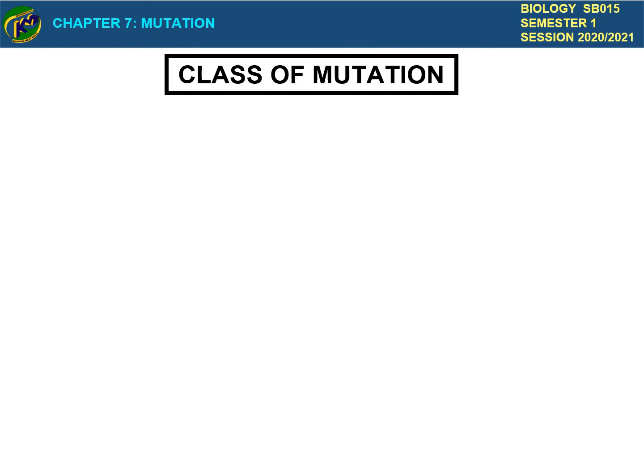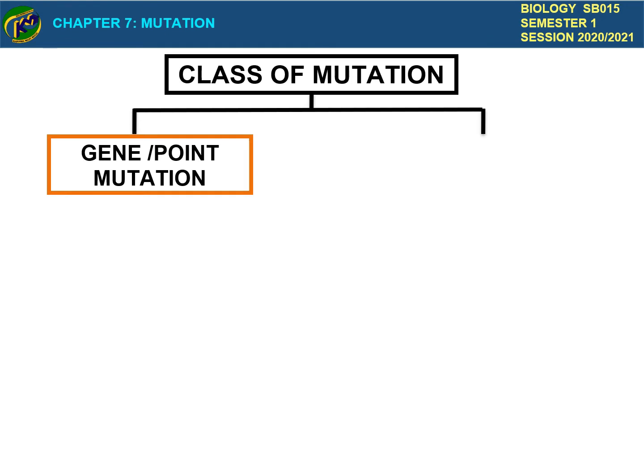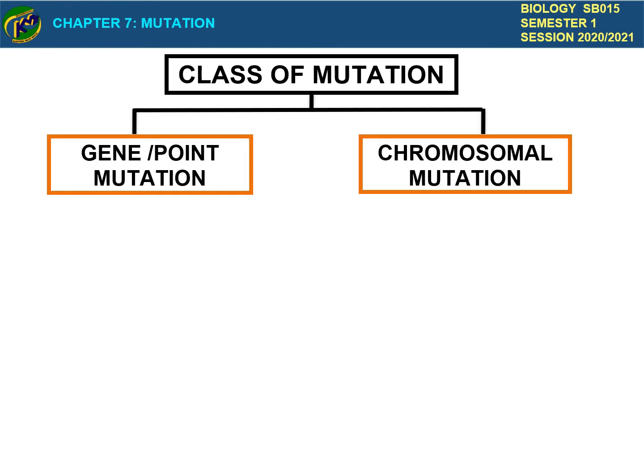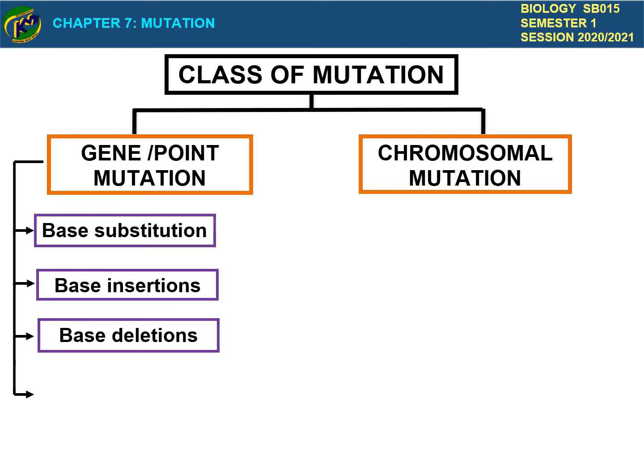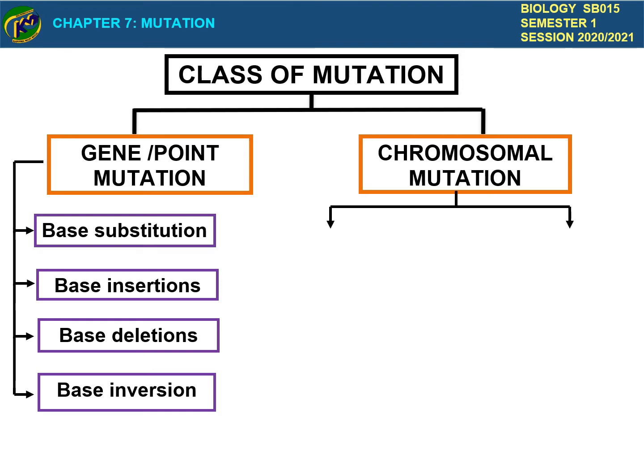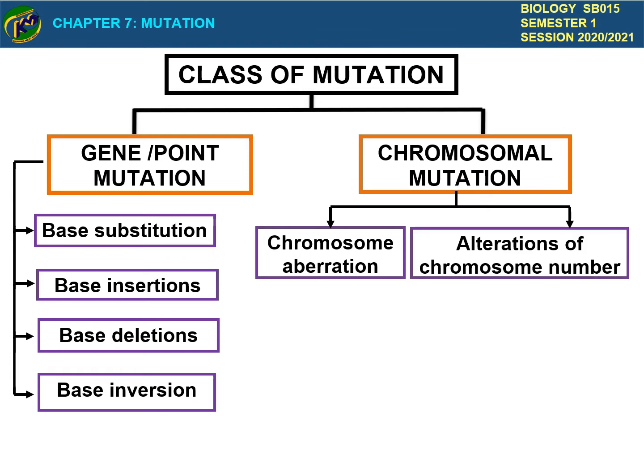Mutation can be classified into 2 main classes, which are gene or point mutation and chromosomal mutation. Gene or point mutation has 4 classes. The first class is known as base substitution, next is base insertion, base deletion, and lastly is base inversion. Chromosomal mutation has 2 main classes. The first class is chromosome aberration, and the second class is alteration of chromosome number.